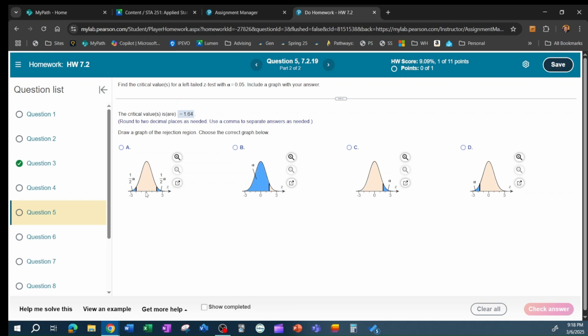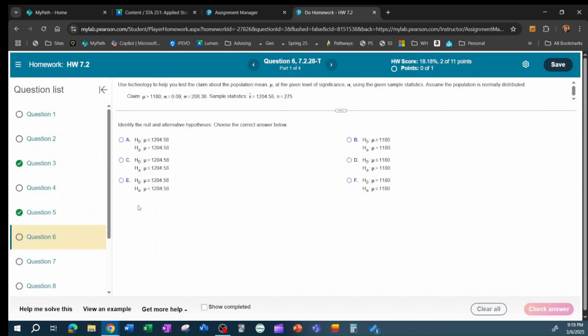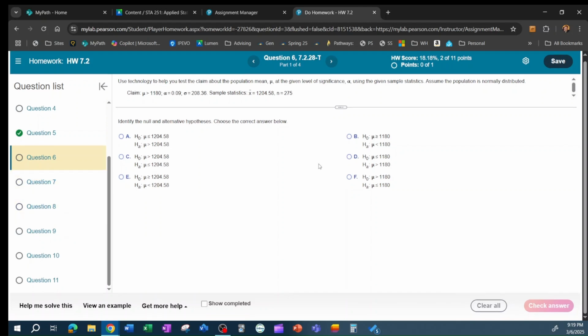All right, so this is two-tailed. That's way off. There's a right-tailed with alpha there, and this is what we want here. The alpha is to the left of minus 1.64. Okay, good job. All right, so the rest of these are hypothesis tests, and we're going to do number 8.